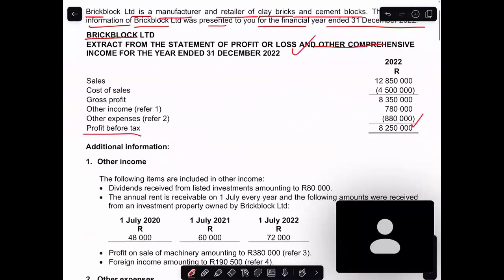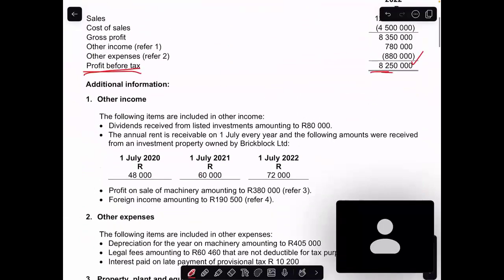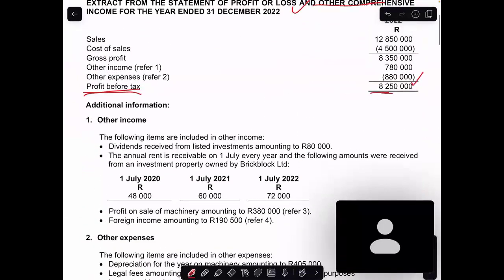Right, then you are given our profit before tax, there it is. Additional information. These are just line items. They don't mean anything, they are just numbers. So we need their breakdown to know what is included in profit before tax, which is supposed not to be included, and so forth. Additional information, other income. The following items are included in other income.